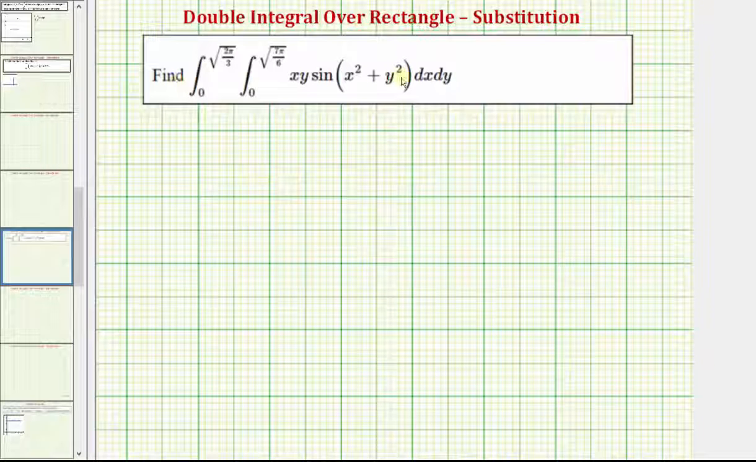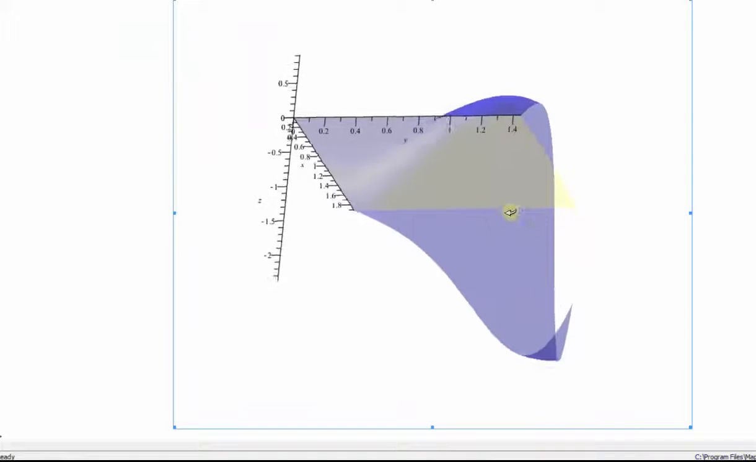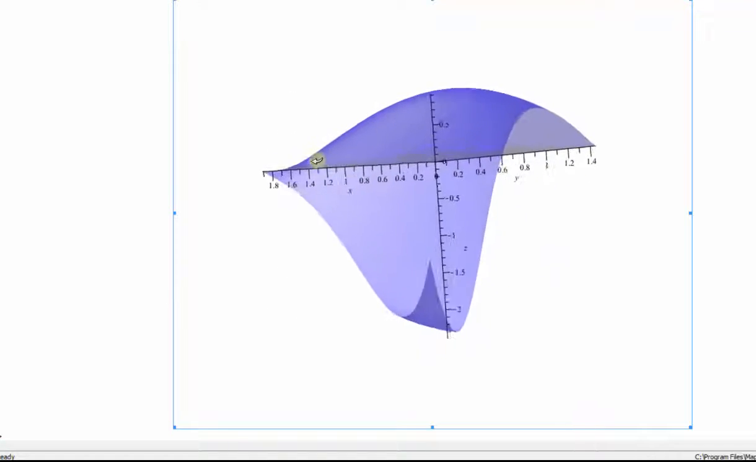We want to evaluate the given double integral, but before we do, let's look at the graph of the integrand function over the rectangular region of integration given by the limits of integration. The integrand function is graphed in blue, and the region of integration in the xy plane is graphed in yellow.